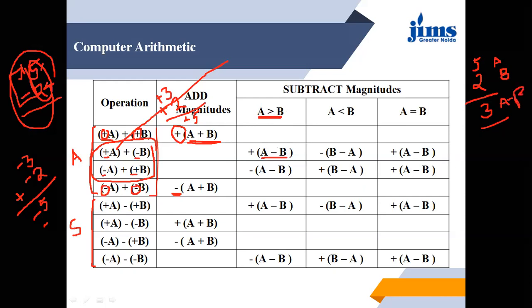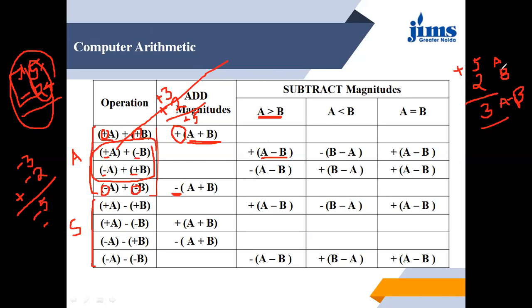We did this, and the sign will be plus. The plus sign belonged to 5, so we have to apply the sign of A. You can see that the sign of A is plus, so we are applying the sign of A.